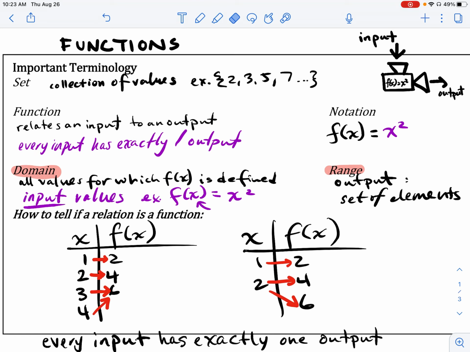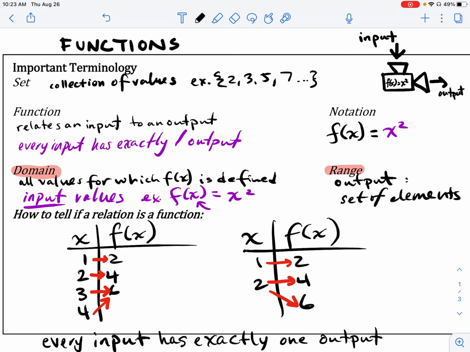Now compare that to what's going on in this second relation here. So let's take a look at this one. Pause and ask yourself, is this relation a function? And the answer here is no, this is not a function. Although 1 does result in 2 and has just one output, notice what's happening here with 2. 2 results in 4, and then when you try 2 again, it results in 6. So this is not a function because 2 has two different outputs. Therefore, we would say this is not a function.